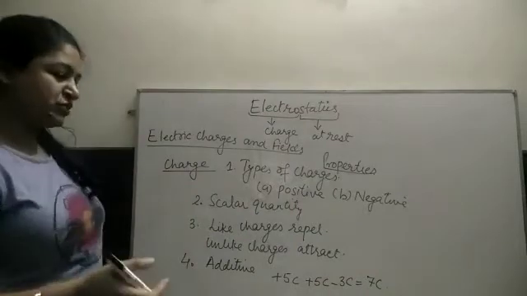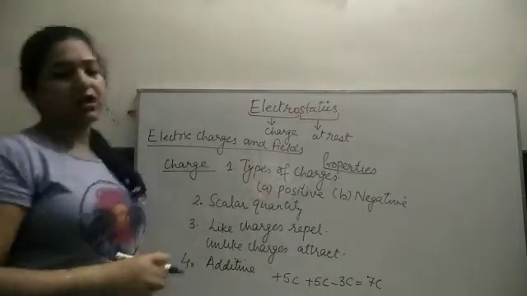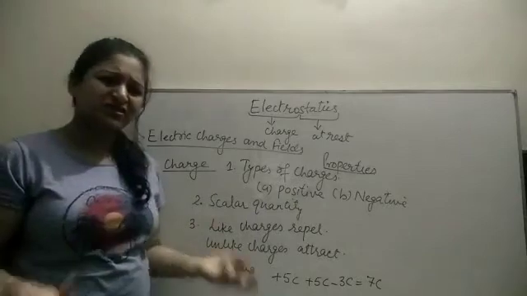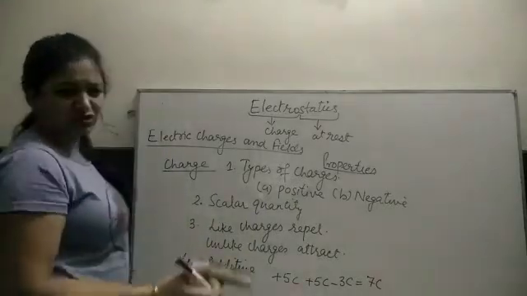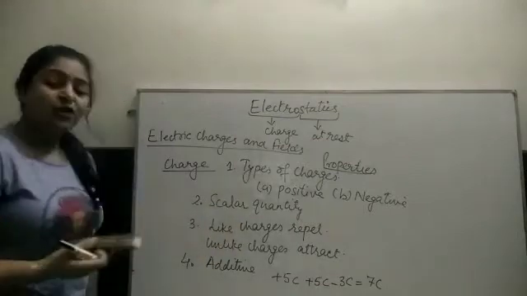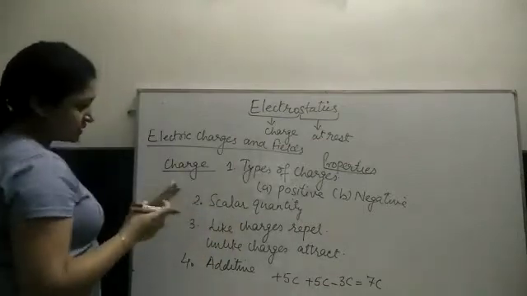Suppose if I say first I have given 5 coulomb, then I have given 3 coulomb, total charge on the body is simply 8 coulomb. We are not supposed to apply any other vector rule or some other rule. Simple algebra we can apply to add the different charges.